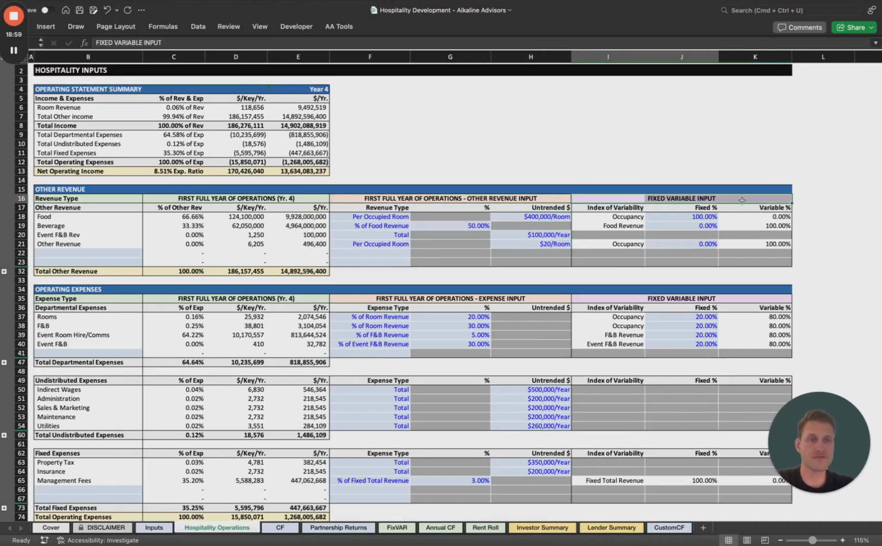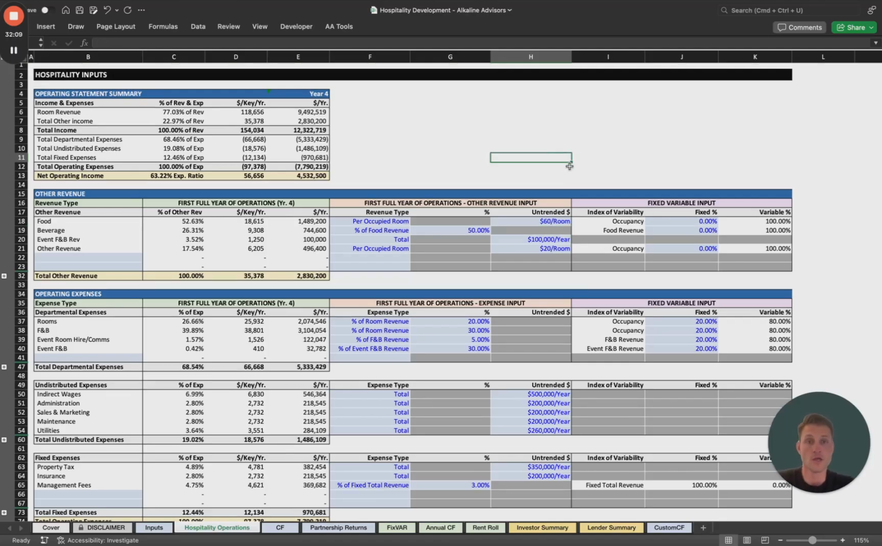Before we hop into fixed variable input, let's just update this to something a little more reasonable. And let's say it's going to be $60 per room. That looks a little better. So next we're going to talk about how we are calculating the fixed variable input section.